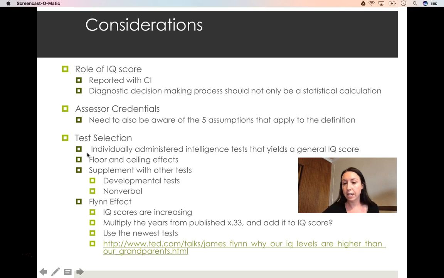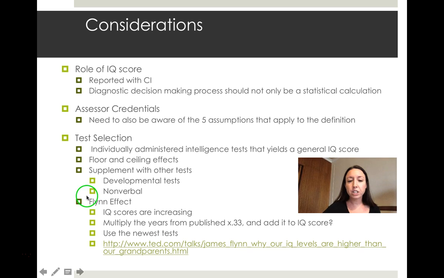And they should yield a general IQ score, a standard score, and you should be able to understand the confidence interval and percentile ranks. Floor and ceiling effects apply to populations on the tail end of that normal curve, so people that get really high scores or really low scores. There can be floor effects when there might not be enough easy items for an individual, and ceiling effects mean there might not be enough difficult items on a test for an individual. The floor effect can really impact our population, especially if they're really low functioning or really young. We may not be able to get a valid IQ score because maybe they're not able to do anything on the test. So it's important to supplement with other tests like developmental tests and also nonverbal tests when necessary.